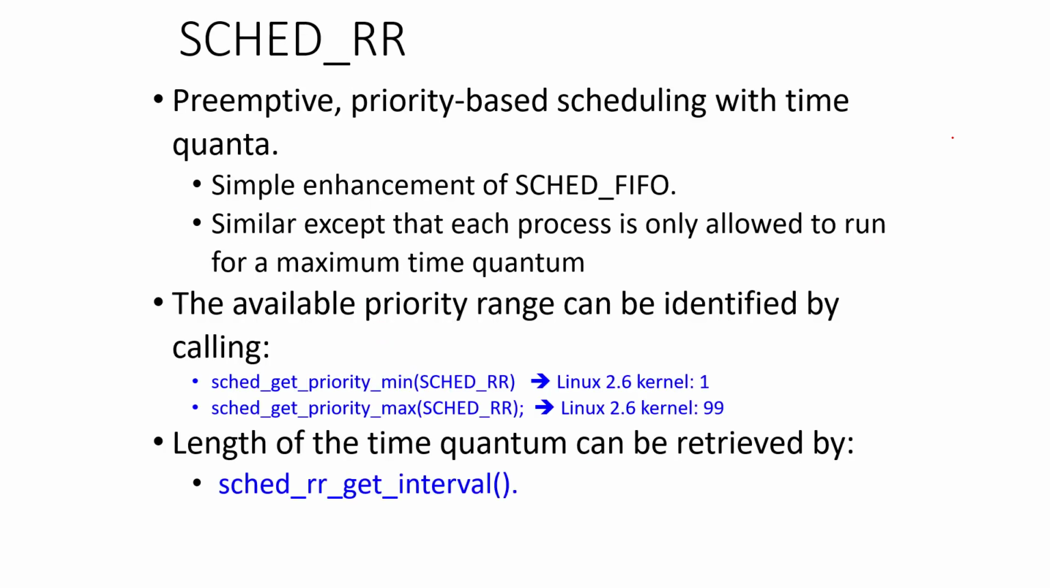SCHED_RR, on the other hand, is preemptive and priority based with a time quantum, right? It is an enhancement over SCHED_FIFO where every process is allowed to run until its time quantum is over, which as we have seen in the case of Windows and Linux is between 10 and 200 milliseconds. After that, the next process in its priority level gets a chance. Until all of them have finished, no process gets a chance to run once again. Again, the available priority range for real-time processes remains the same, and this POSIX call, sched_rr_get_interval, can be used to figure out the time slice.